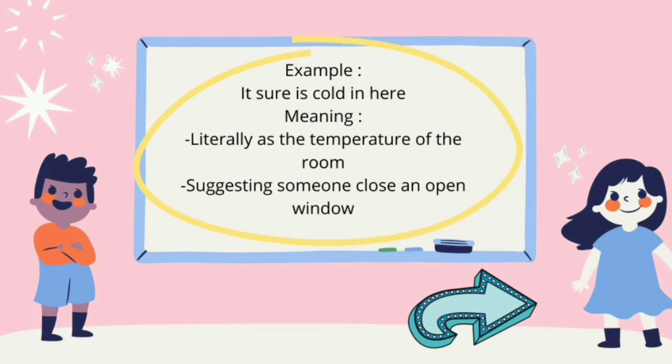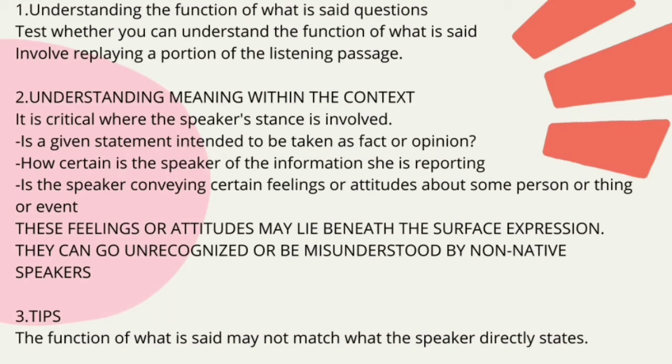close an open window. Next is understanding the function of what is said questions. These test whether you can understand the function of what is said and involve replaying a portion of the listening passage. Number 2 is understanding meaning within the context. It is critical where the speaker's stance is involved. Is a given statement intended to be taken as fact or opinion?